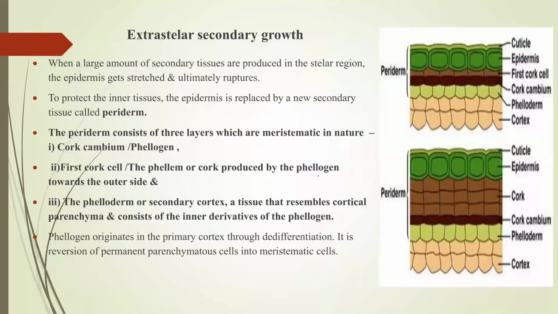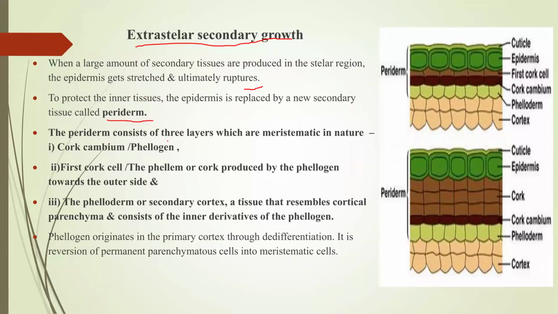Another one is the extrastellar secondary growth. When a large amount of secondary tissue is produced in the stellar region, the epidermis gets stretched and ultimately ruptures. As continuous division takes place, new tissues are produced, due to which the outer layer gets stretched and ruptures. To protect the inner tissue, the epidermis is replaced by a new secondary tissue called the periderm.